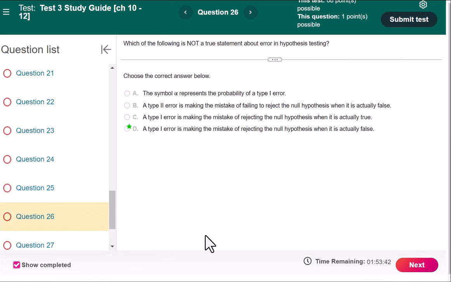Which one is not true here? Well, you can see the last one is not true because a type 1 error is making the mistake of rejecting the null hypothesis when it is true, and it says when it is false. So that's a wrong statement.